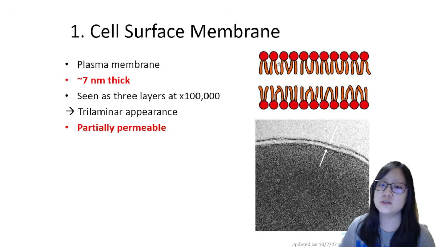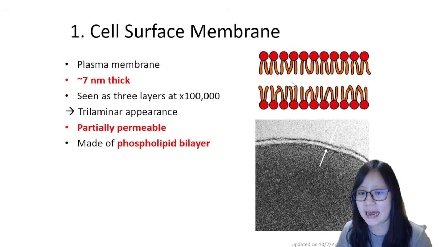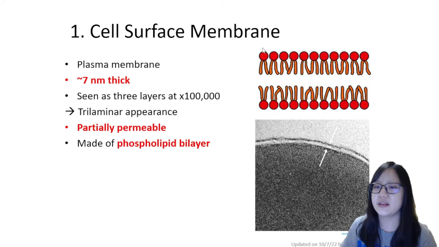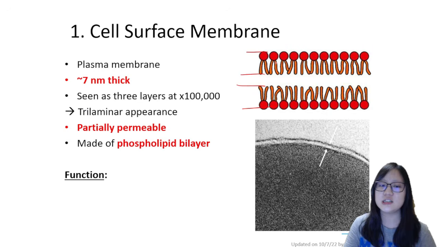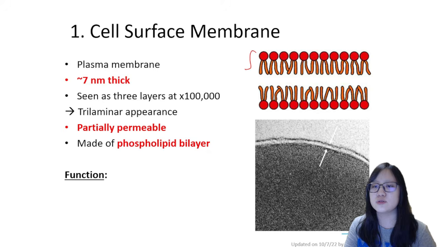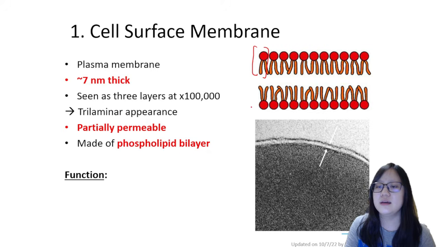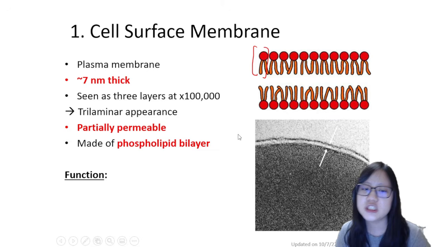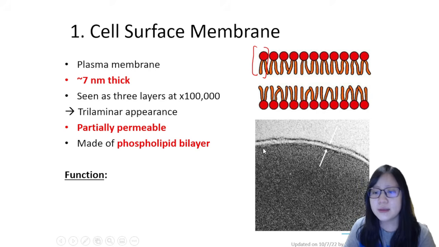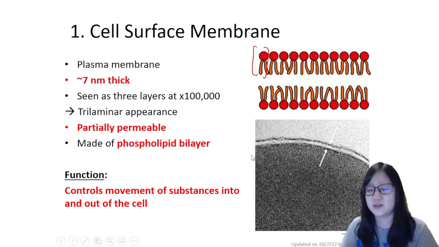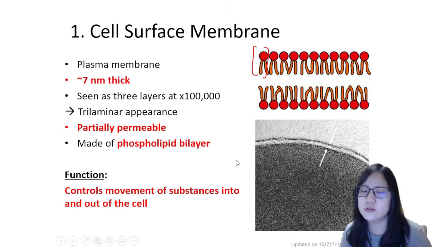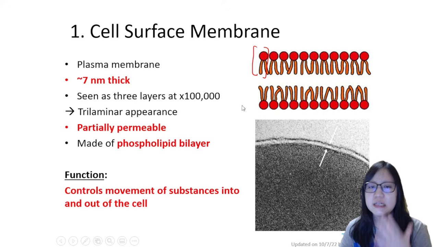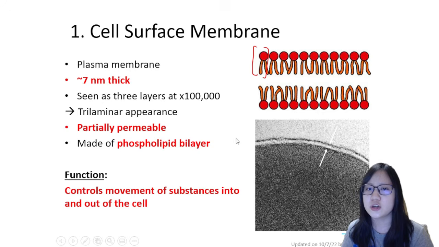Now, the appearance is due to the phospholipid bilayer it is made of. So it looks like a sandwich, like 1 layer, 2 layer, 3 layer. But really, it's a phospholipid bilayer, and there are only 2 layers of it. This is one phospholipid. This is a phospholipid bilayer. Anyway, it's partially permeable, so not all substances can freely move in and out of the cell, because its function is to be on the outside and control movements of substances into and out of the cell. You will be learning a lot of detail about the cell surface membrane and its structure in Chapter 4.